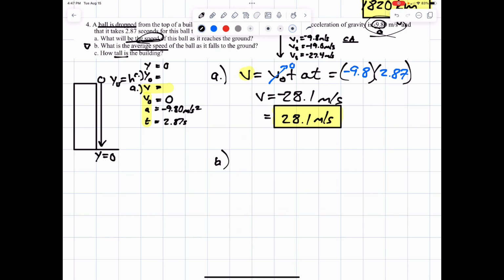Part B, well, average velocity, we worked that out last time, is just the initial plus the final divided by 2. The final would be 28.1 plus the initial is 0. Okay, divide that by 2 and you get about 14.1 meters per second.